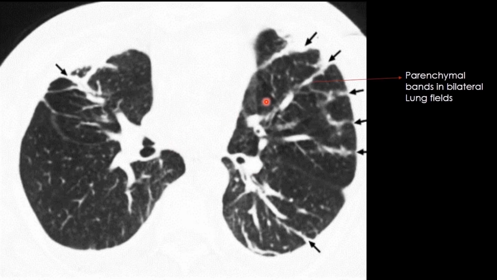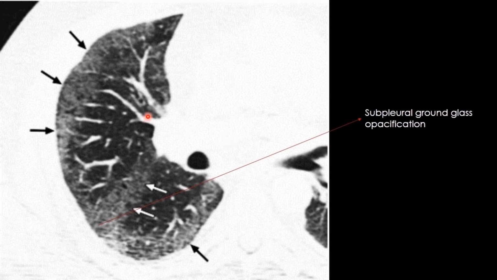This is an axial CT in the lung window in a patient with asbestos exposure, where you can find linear hyperdense bands extending from the pleura into the parenchyma, which are consistent with parenchymal bands. You can find this in the bilateral lung fields over here. This is an image of axial CT in the lung window where you can find ground glass opacification noted along the subpleural locations.